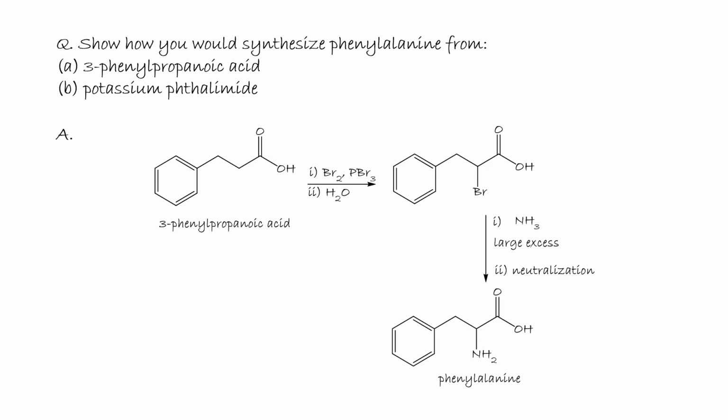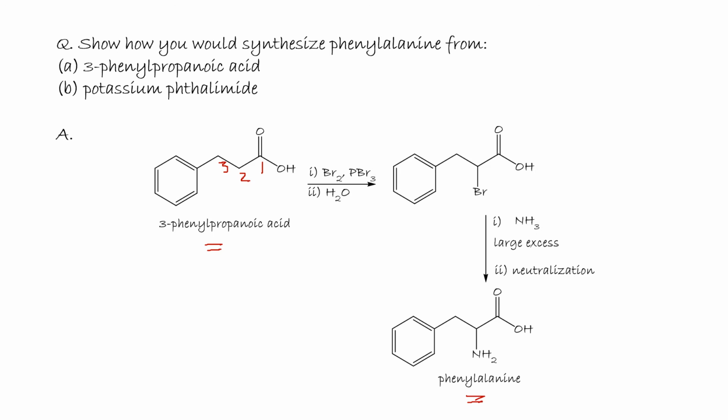Show how you would synthesize phenylalanine from 3-phenylpropanoic acid. That's 3-phenylpropanoic acid. 1, 2, 3, and here you have phenyl. And you would like to get alanine, and that's phenylalanine.